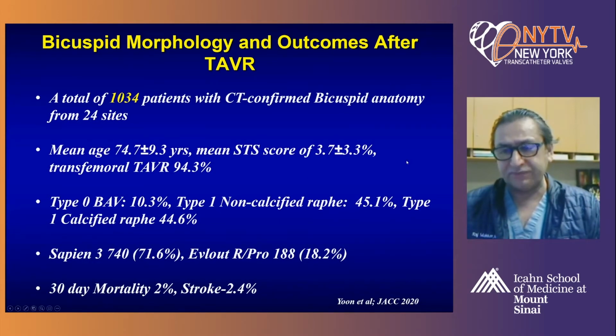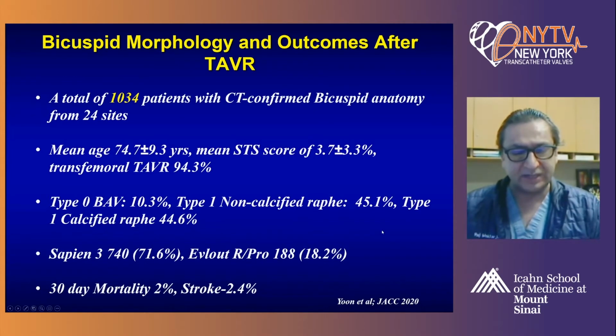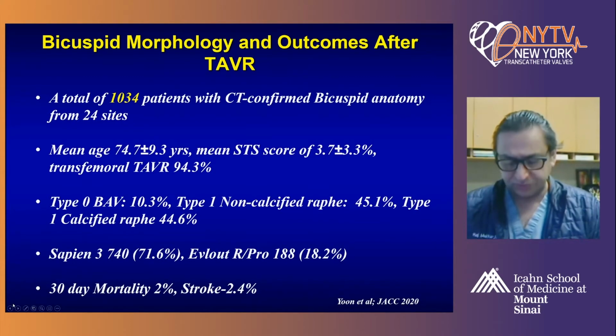The STS score of these 1,000 patients was 3.7. Sapien was used in 70% of these patients, with Evolut Pro being the second most commonly used valve in 18% of patients. The 30-day mortality here was 2%, and the stroke was 2.4%.